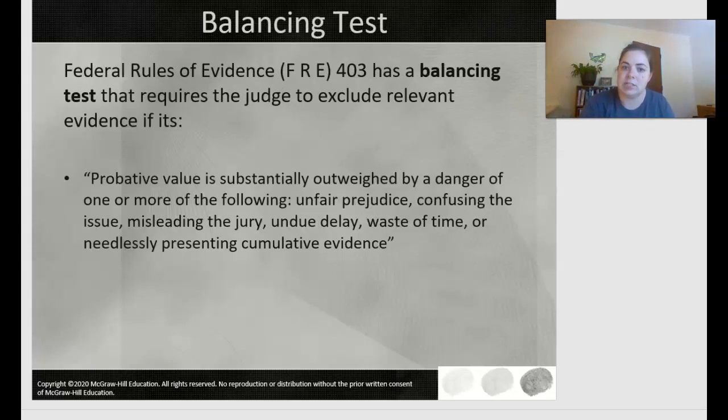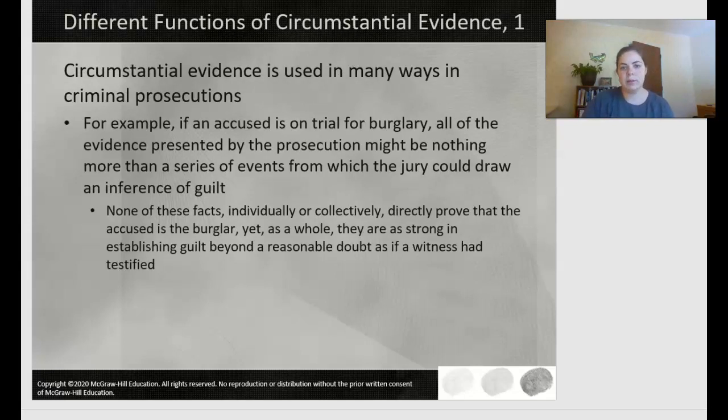And again, the judge is going to use the balancing test we've been talking about off and on all semester. Is the probative value substantially outweighed by the danger of unfair prejudice, confusing an issue, misleading the jury, undue delay, waste of time, or the needless presentation of cumulative evidence? Okay.